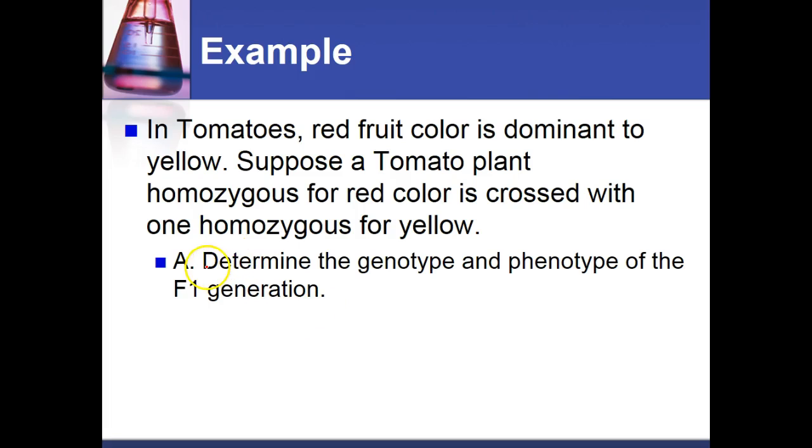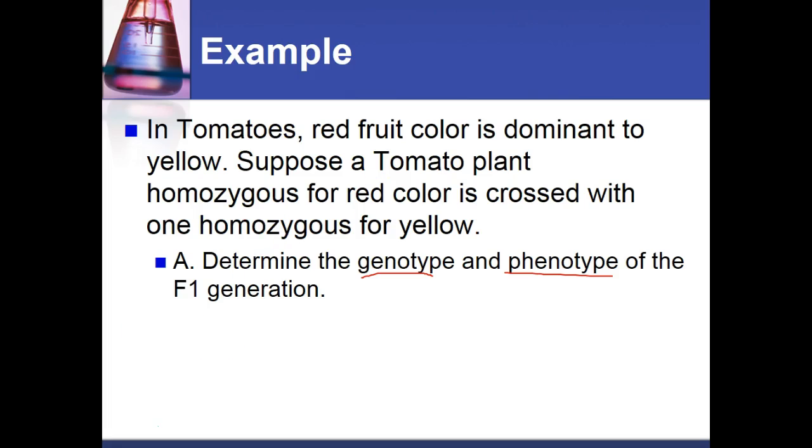Okay, and so this is the question. This is kind of the setup of the question. This is the actual question. We want to determine the genotype and phenotype of the F1 generation. So these would be the parents. The F1 would be the offspring we produce from that cross. And so the first thing you want to do is we want to assign letters to represent our alleles.